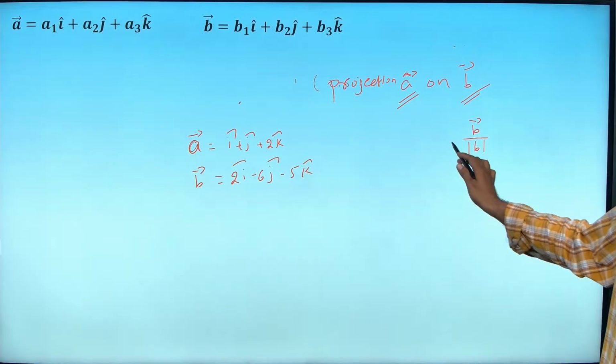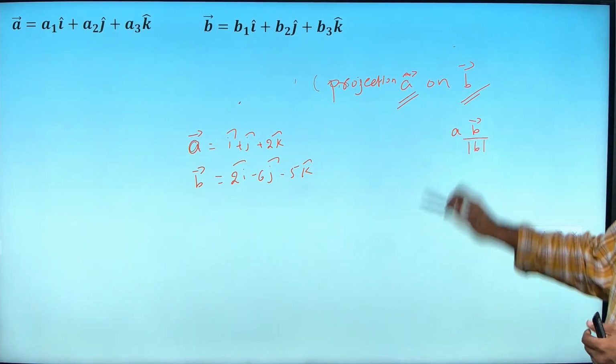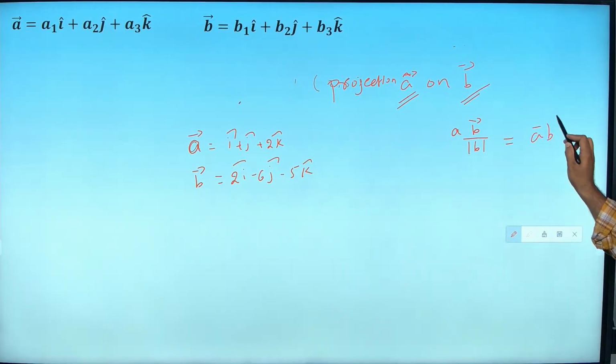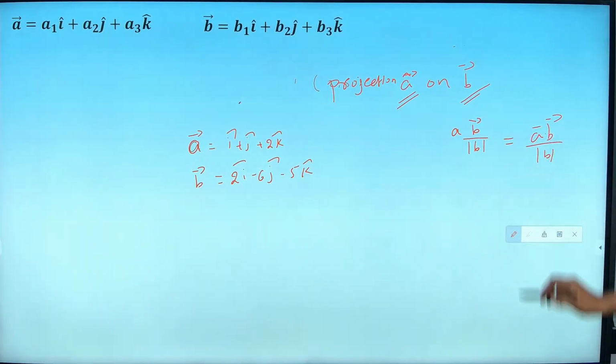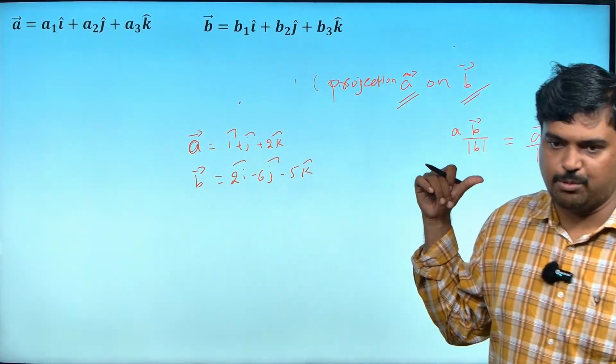Okay sir, but who is going to go? The a vector. I will write it nearby. So how can we write everything together? a vector, b vector divided by modulus of b vector. Writing it together like this is called the dot product. I'll come to what the dot product is, but first understand projection.